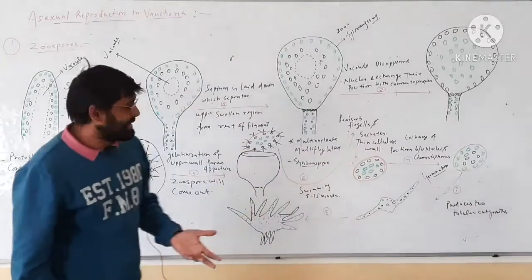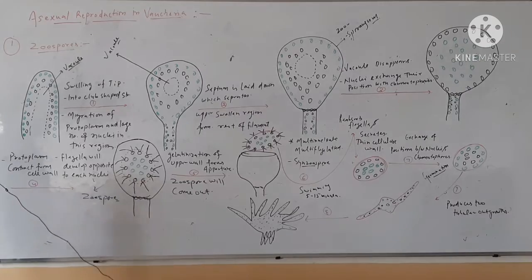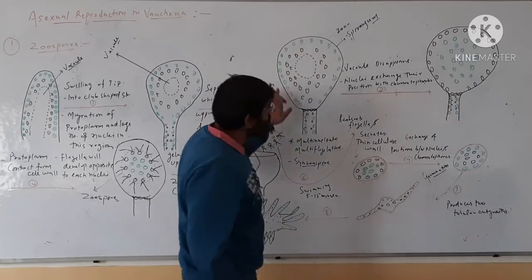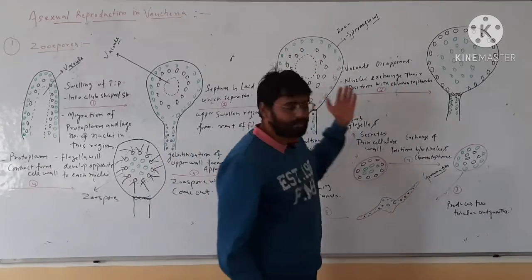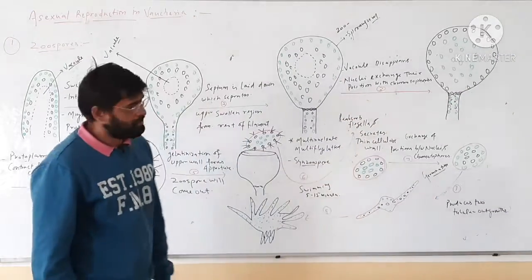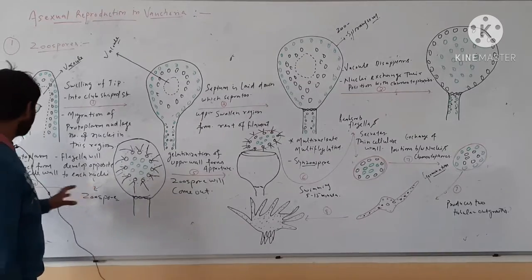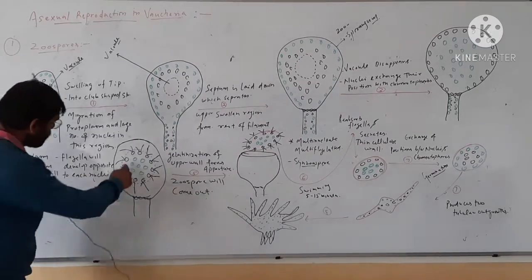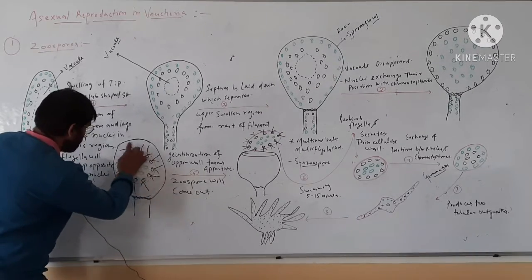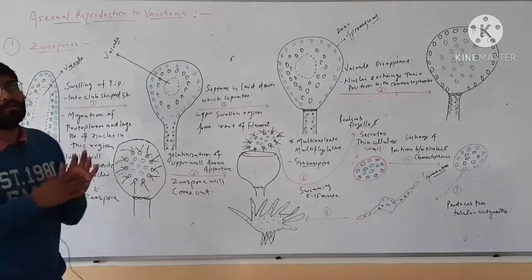But now in the next step, the protoplasm will contract from the cell wall. Here you can see the protoplasm is in contact with the cell wall. Now by losing some amount of water, it will contract from the cell wall. Now this is the protoplasm, this is the wall, and this is empty space. Now there is a space between the protoplasm and the wall.